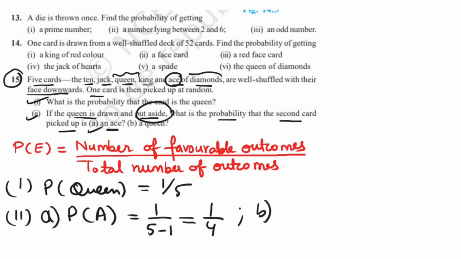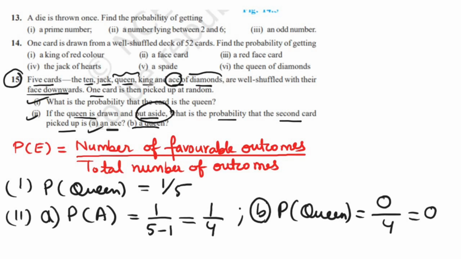And then there is the B bit of the question. It says, what is the probability of getting a queen now? There was only one queen. So that queen is already drawn and kept aside. So there is no queen out of the remaining 4 cards. So probability of getting a second queen out of the 5 cards is 0, which is an impossible event.